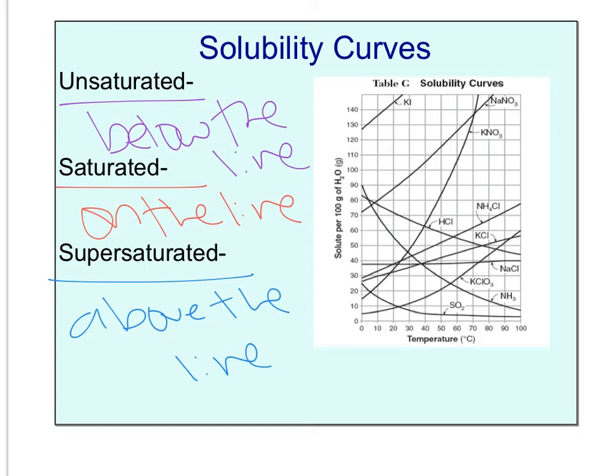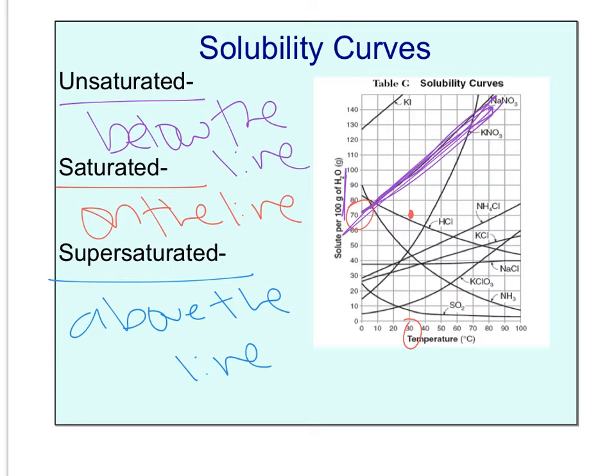For example, if I'm looking specifically at sodium nitrate, this line right here, and let's say I have a solution of sodium nitrate at 30 degrees Celsius, and I've dissolved 70 grams of solute. My point would fall right about here. Since my point is below my sodium nitrate line, that solution of 70 grams of sodium nitrate dissolved in 100 grams of water at 30 degrees Celsius would be unsaturated.